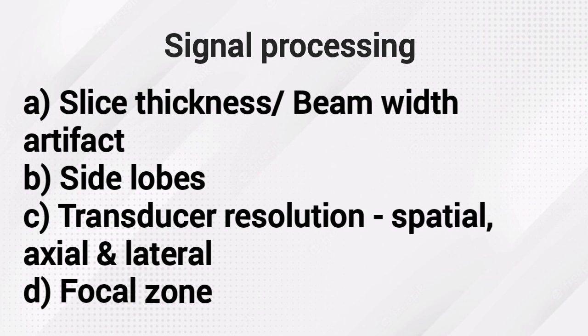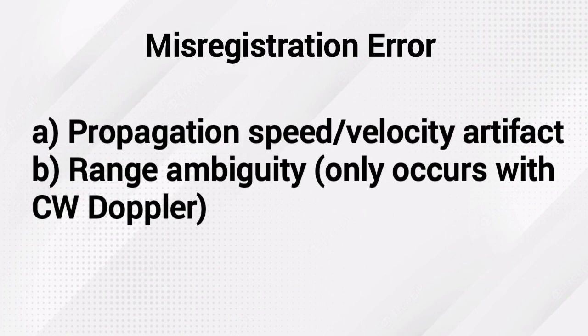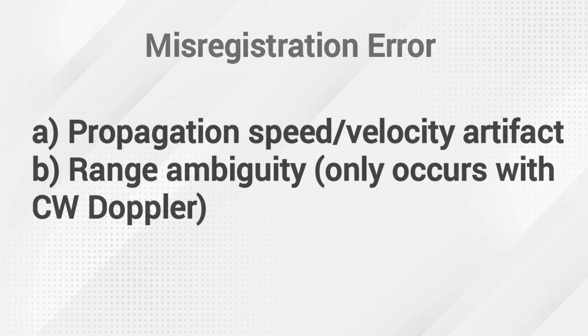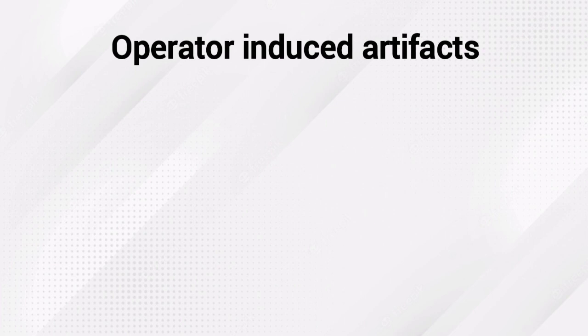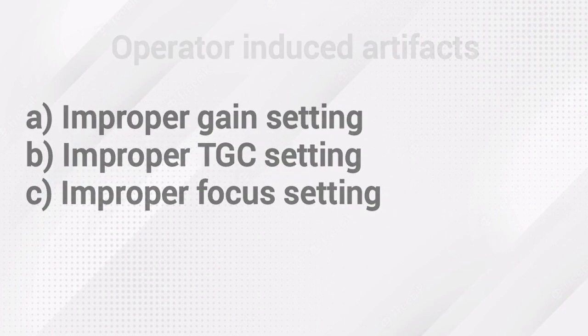Transducer resolution includes spatial, axial, and lateral resolution. Then we have focal zone under signal processing. Then there is the misregistration error, which includes propagation speed error or velocity artifact, and range ambiguity artifact, which only will occur with continuous wave Doppler. Now, the operator-induced artifacts are actually associated with improper gain, improper TGC, and improper focus setting.